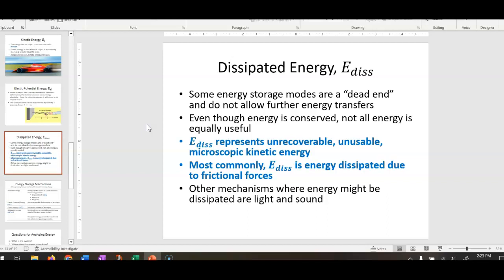So you know where the energy has gone when you rubbed your hands, but it's not something that you'll be able to get back to use for something like climbing the stairs or lifting a box. Okay? So E_dis is unrecoverable, unusable, microscopic kinetic energy. Most commonly, we will talk about energy being moved to the dissipated storage mode because of friction. But other mechanisms might be something like a very bright light or a loud noise dissipating some energy.